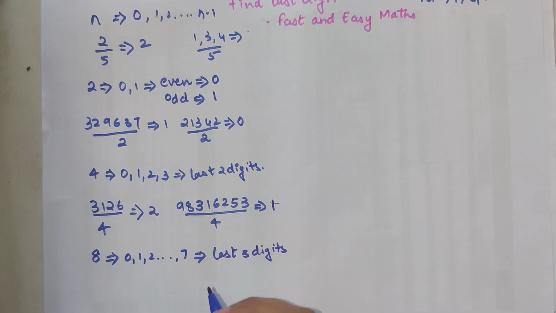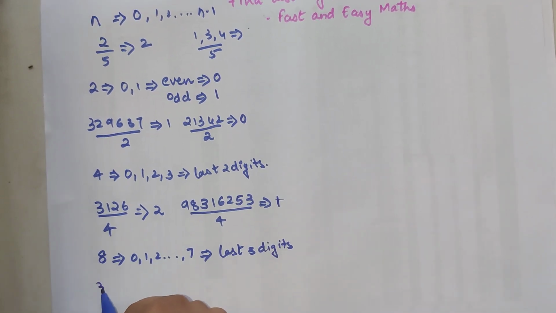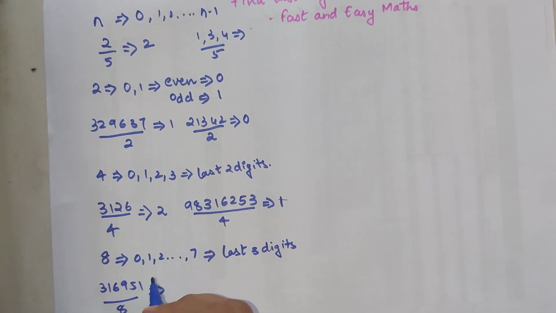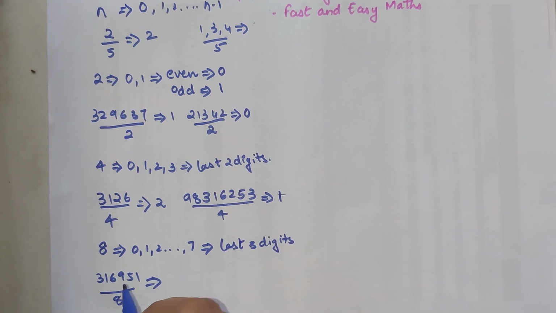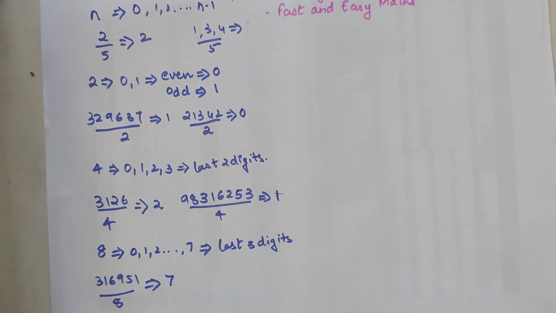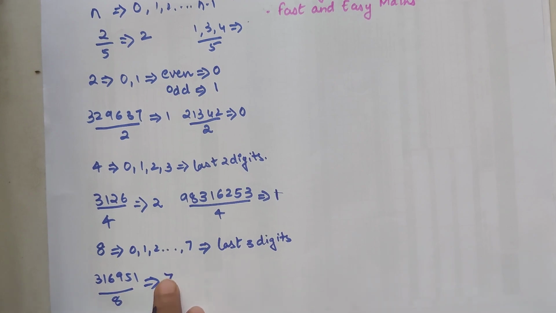So here if I give you 316,951 divided by 8. Here, instead of checking the whole number, I'm just going to check what will be the remainder when I divide 951 by 8. And when I do that, my remainder is nothing but 7.